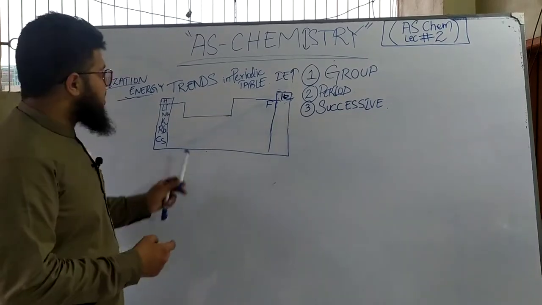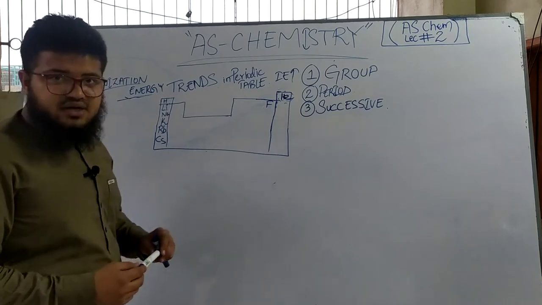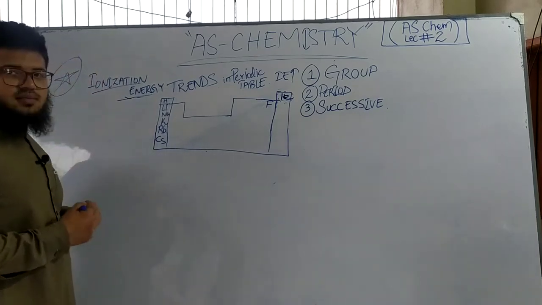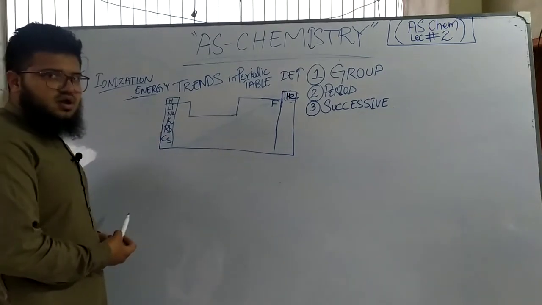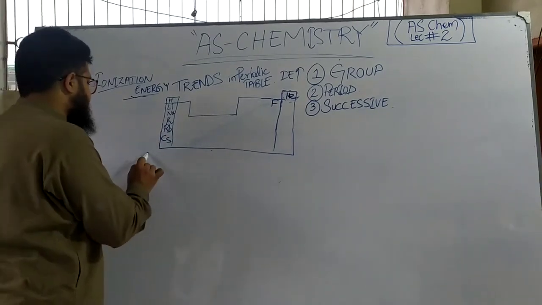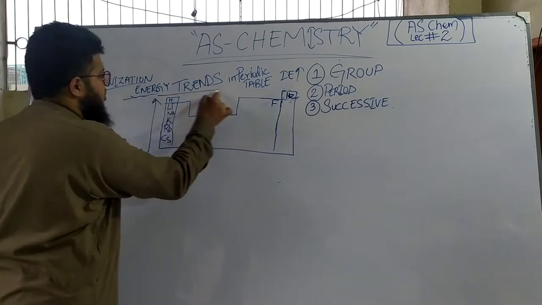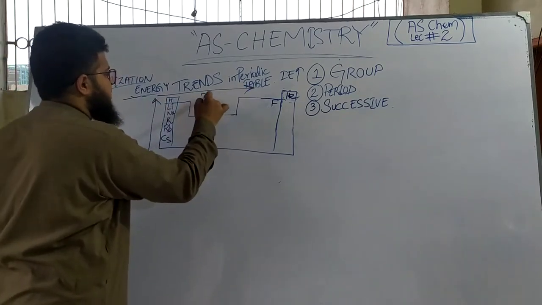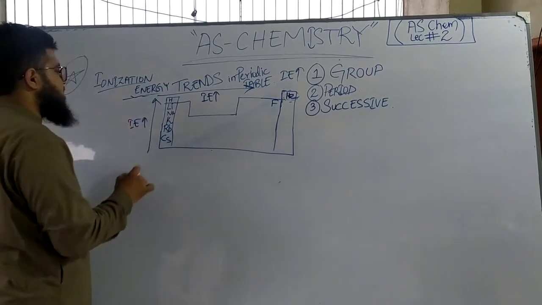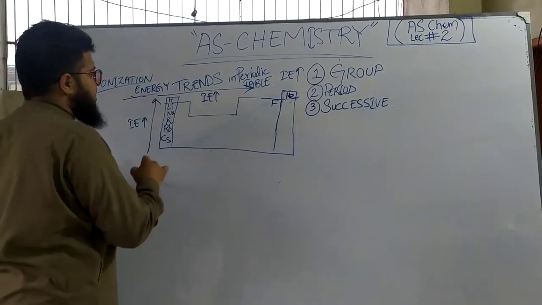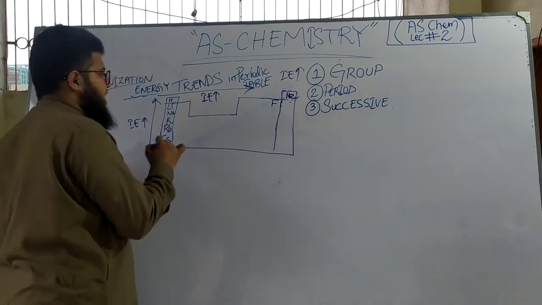Okay, so this is lecture 2. Now we are going to study the trends of the ionization energy in the periodic table. Okay guys, so now this is your periodic table over here, and in this periodic table, if we go up the group or if we go across the period, ionization energy will increase. Okay, ionization energy will increase in both the cases. Going up the group and across the period increases ionization energy.